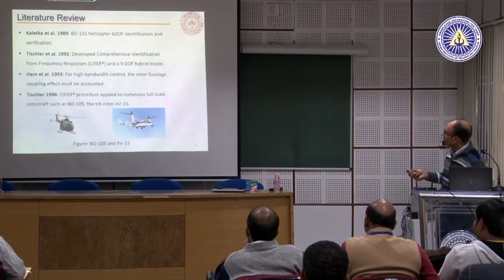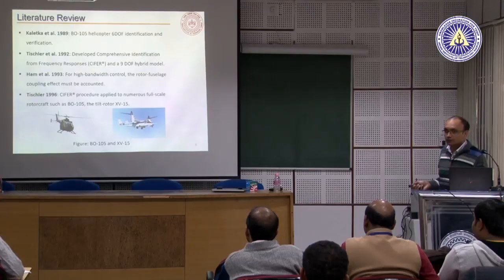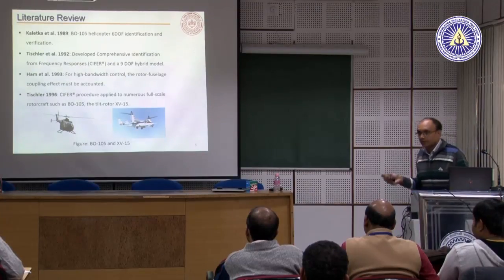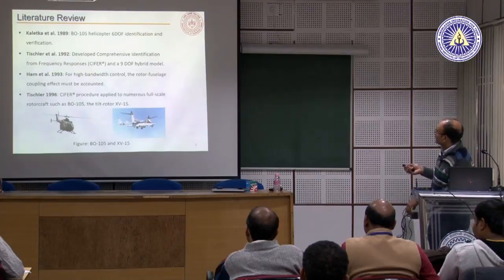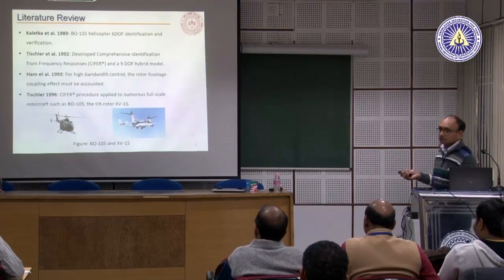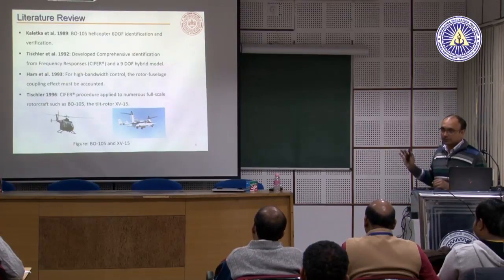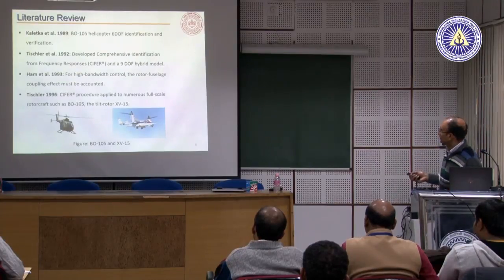Now if you look at the literature, when people started doing the system identification business, the oldest paper available is from 1989, when Kaletka tried this particular approach on the BO-105 helicopter. BO-105 is one of the very highly maneuverable helicopters made by a European company, and he first did this 6 degree of freedom identification. So he tried to identify a rigid body model. 6 degrees means you are only considering the rigid body motions, you are not concerned about other states of the helicopter.